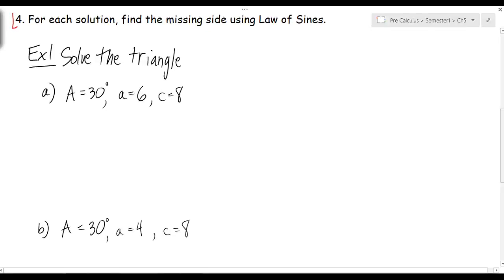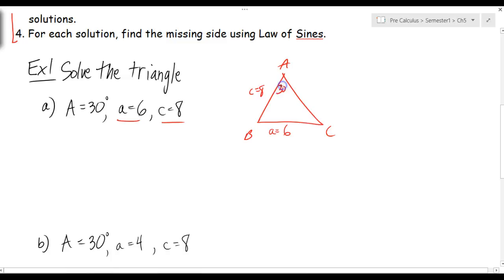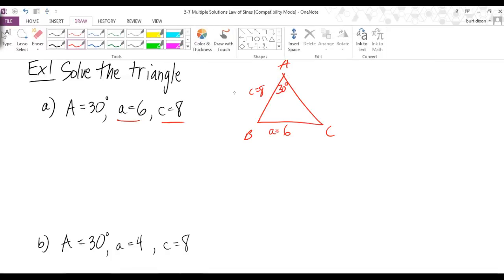So applying step 1 from above, notice that we do have two sides and an angle not in between them in this case. So we have some triangle A, B, C. Side A, which is across from angle A, is 6. Side C, which is across from angle C, is 8. And we have an angle of 30 degrees. Angle A is 30 degrees, and it is not between the two sides. So that is an SSA case that we have. Two sides and the angle not in between them.